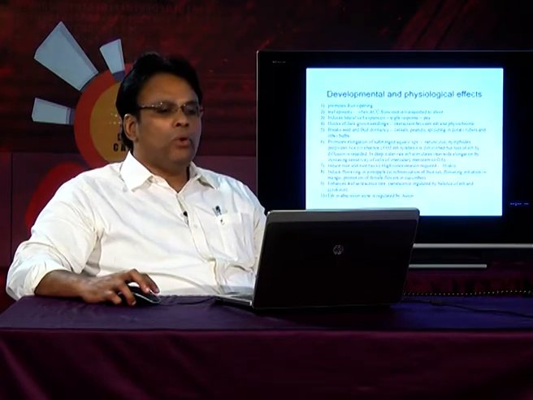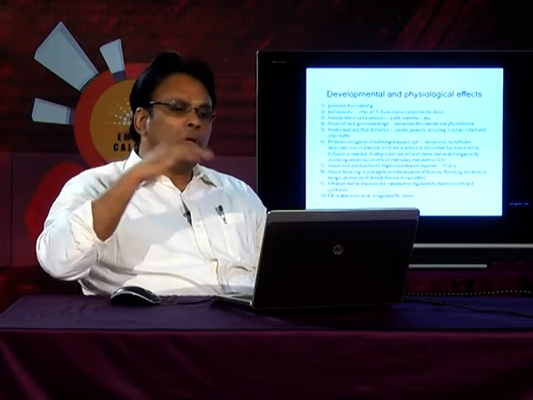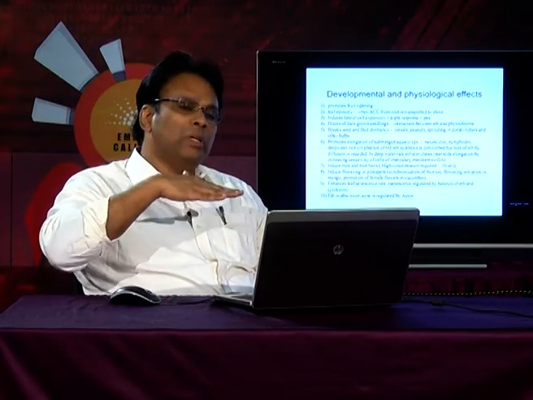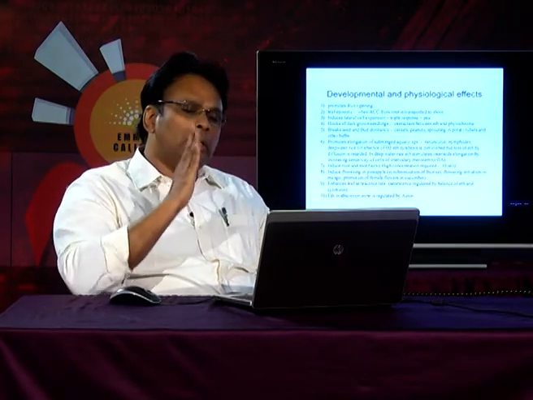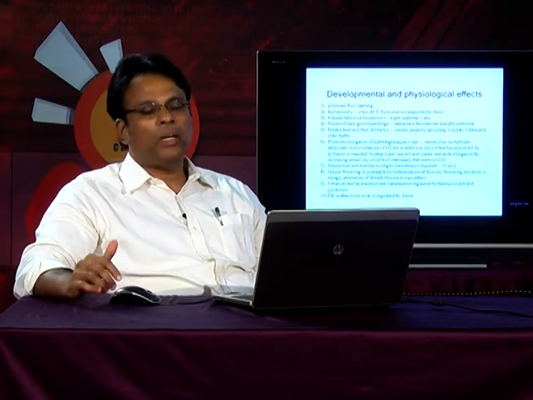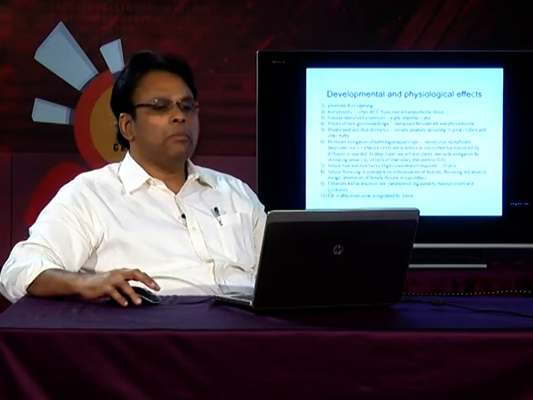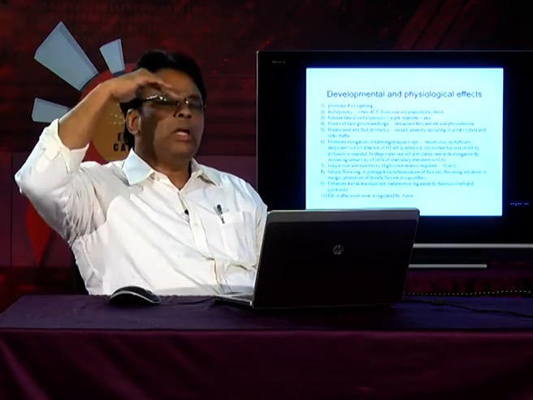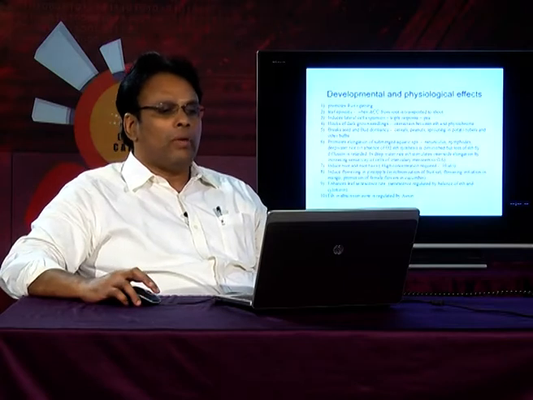Sixth, ethylene promotes elongation of submerged aquatic species. When the level of water goes up, if the elongation does not take place, the plant will be submerged and destroyed. But ethylene comes into play and promotes the elongation of the submerged aquatic species, so the leaf and the shoot tip can always remain at the top of the water level.